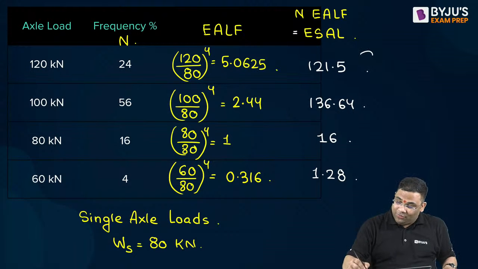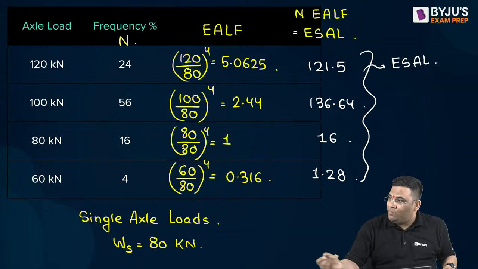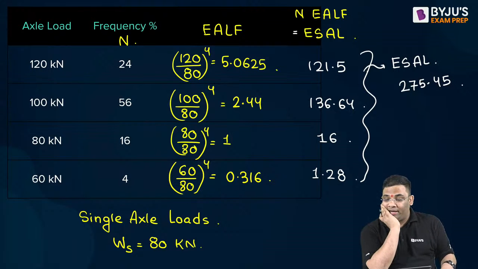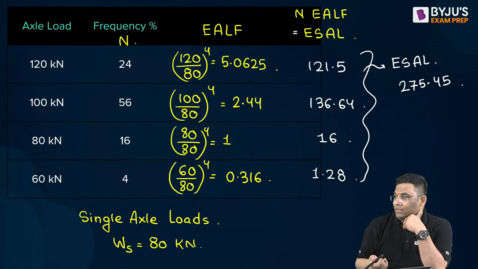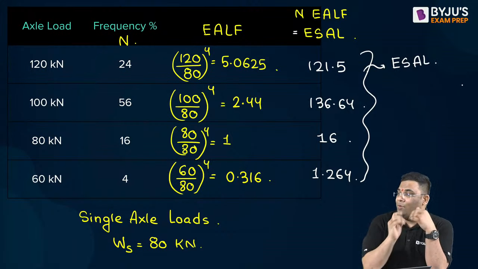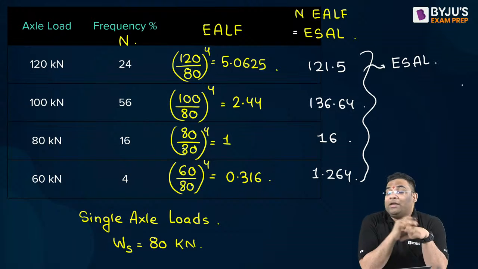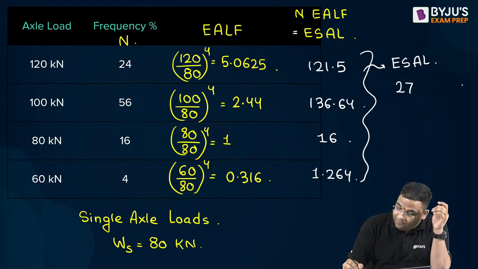So if I calculate, what is the total ESAL? As told by many students, it is 275.45. Yes, 275.45, right? So now, any data I give, you can easily find out ESAL. Nobody is having any doubt on this, right? You can easily find out 275.75.